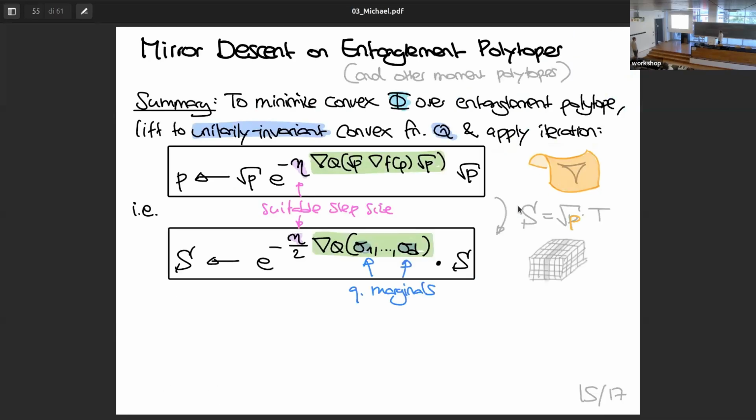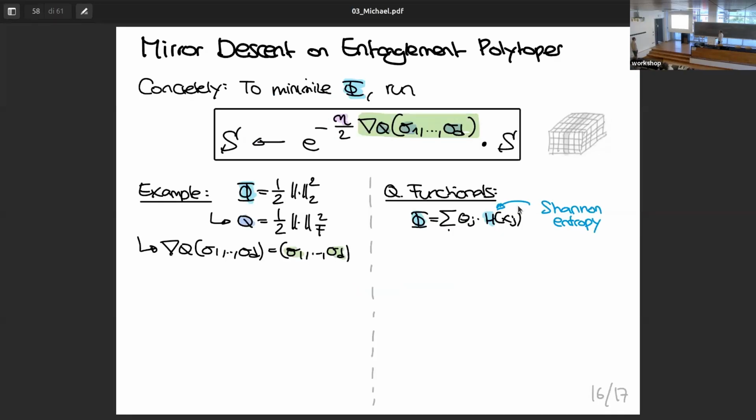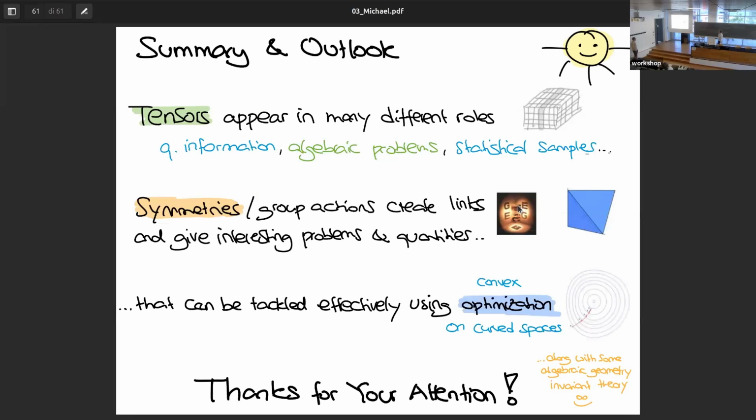I will skip some more technical stuff here, which told you how to derive these functions, and conclude. So the pitch of the talk was, well, we all love tensors because they appear in many different places. I emphasize two: the quantum perspective and the perspective of algebraic complexity.